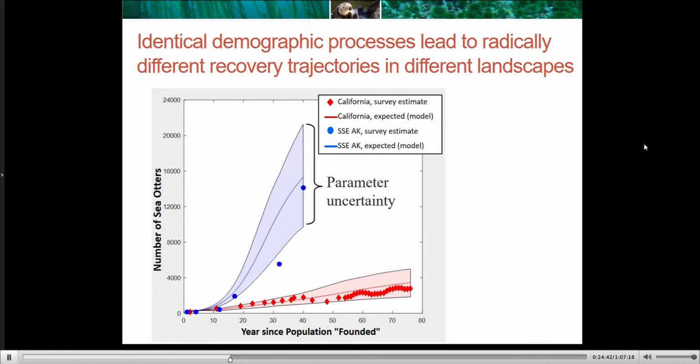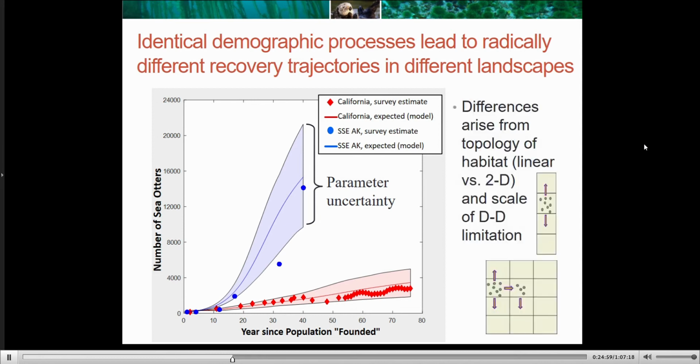And so what this basically shows is that you have a huge difference in projected regional growth rates not because of any difference in the underlying biology of the animal, because it's identical and the models are parameterized in exactly the same way. The only difference is the distribution of the habitat, and the differences arise as a function of the topology, the fact that in Southeast Alaska, that range spread is happening along this complex two-dimensional habitat in all directions, basically around all the islands, up and down channels and bays.